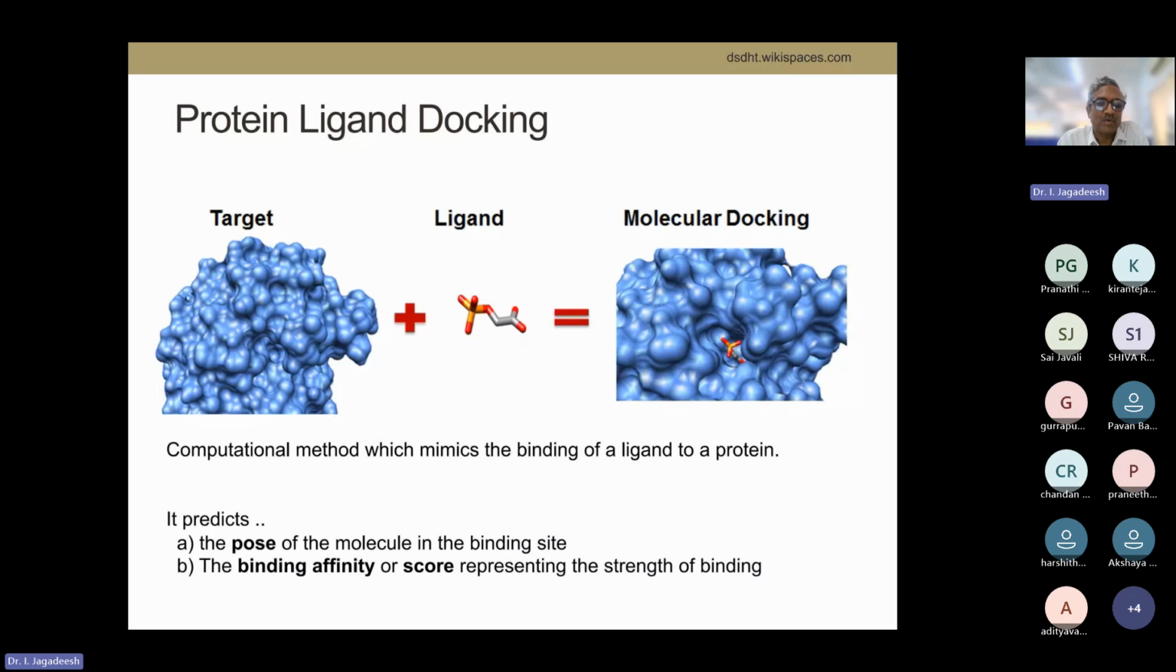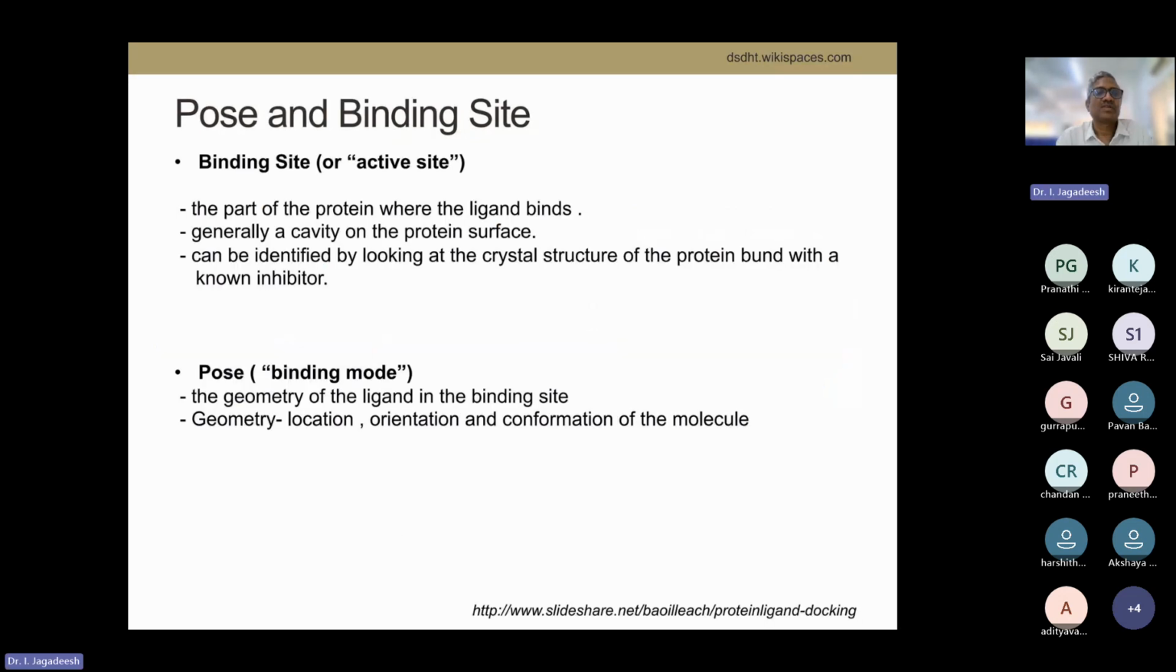So it predicts the pose of the molecule binding in the site, and which pose will have a better affinity. The affinity or the score represents the strength of the binding. So when the pose changes, resulting in a dissociation, then it will not be acting sometimes, and it will be acting as an antagonist sometimes, depending upon the dissociation and association constants. So the pose and binding site.